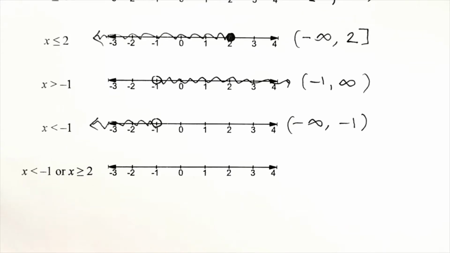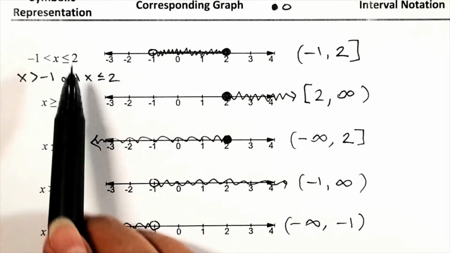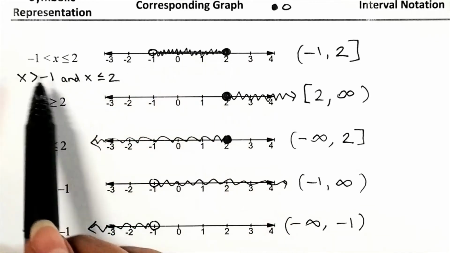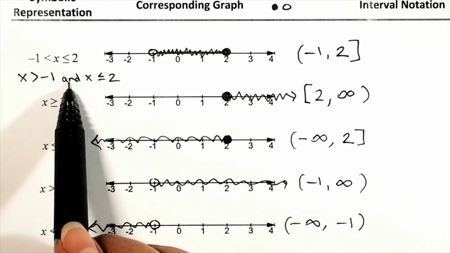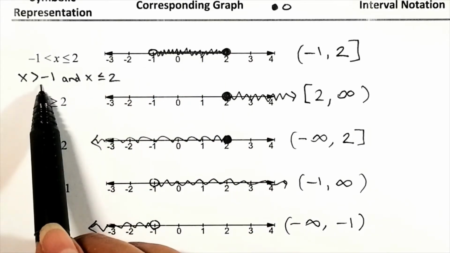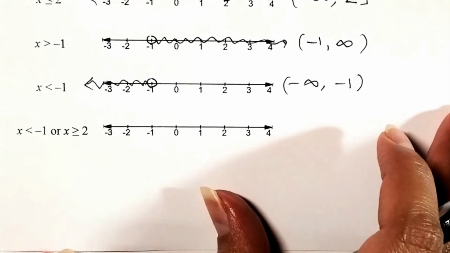So we have x is less than negative 1 or x is greater than or equal to 2. Okay, the difference between and or. If we have an and, whatever you grab has to satisfy both inequalities, so it has to be bigger than this and less than that. Or, as long as you satisfy either one, you're good.